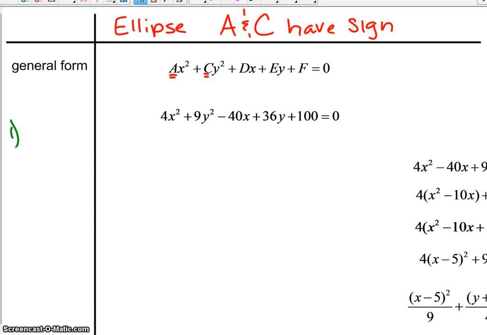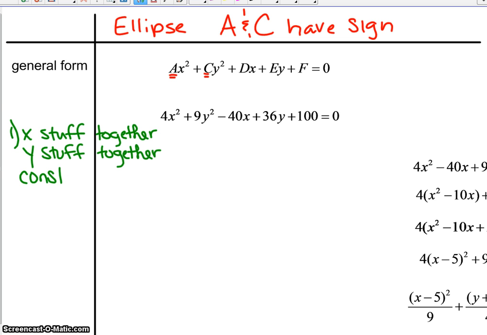Number one, get my x stuff together. Get my y stuff together, and the constant on the opposite side.